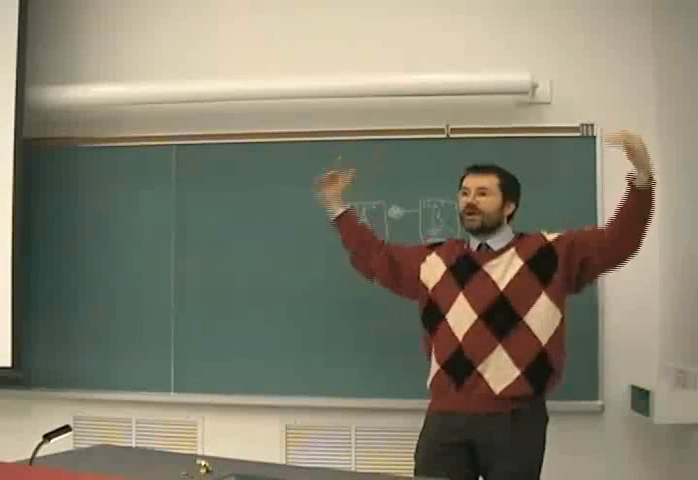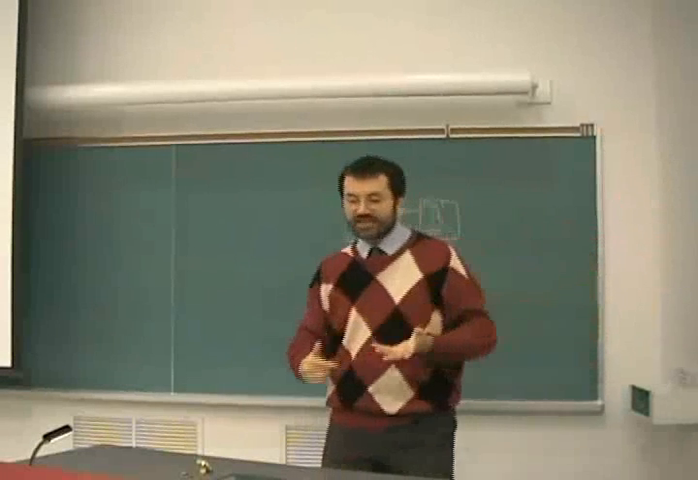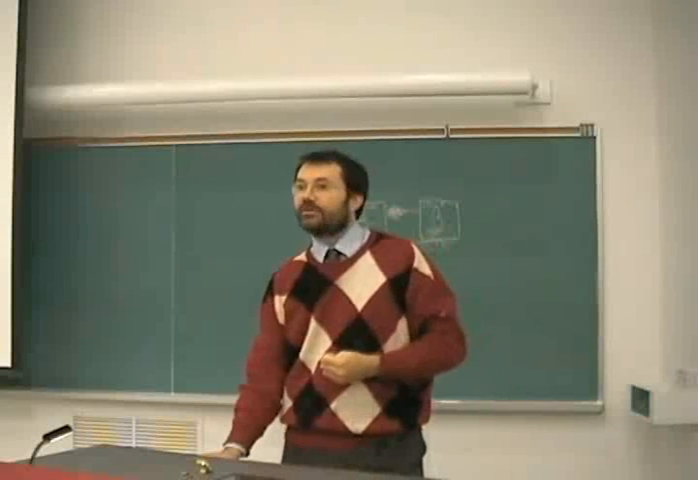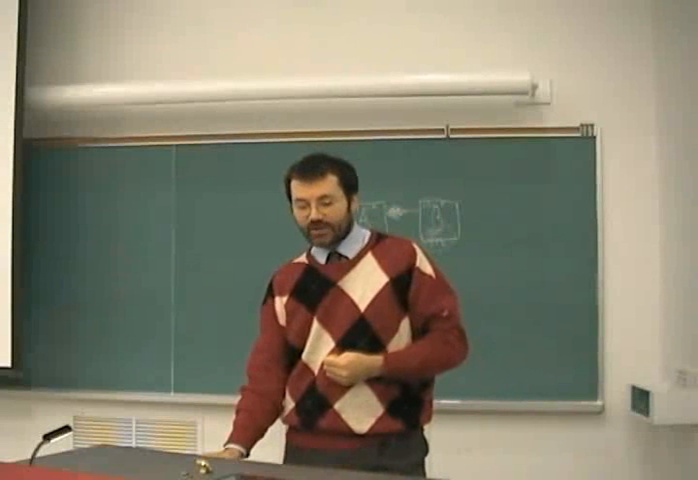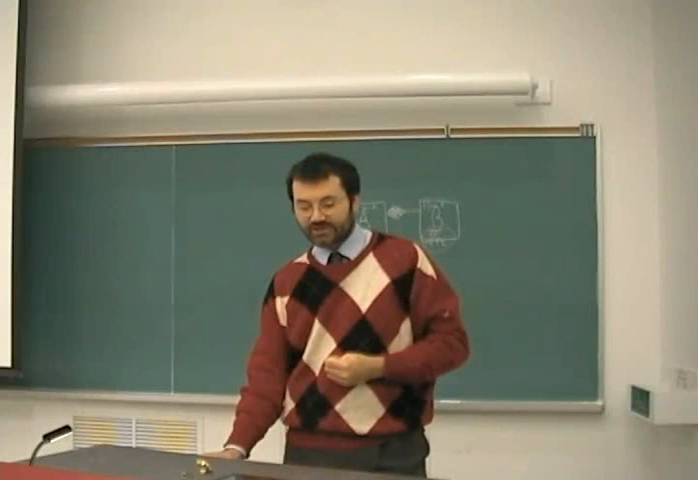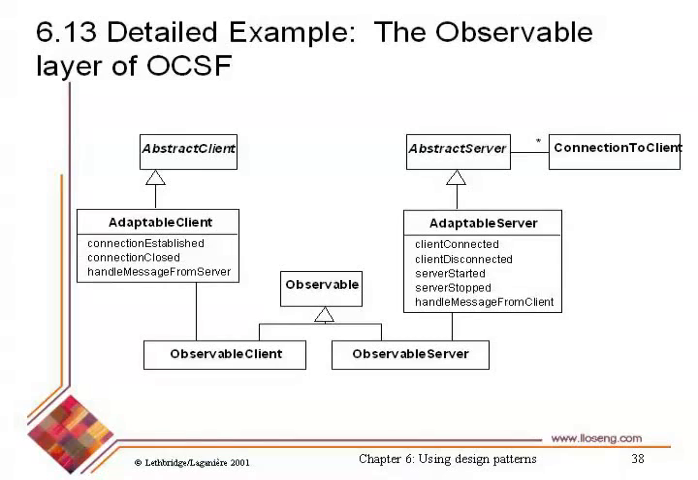So any piece of my system can act as an observer on messages coming in from the server. And basically what happens is that we have delegation from the adaptable client to the observable client. And then the observable client, when it gets any messages coming from the server, it's going to call its send to all observers, and they will in turn call the update method of my observers. Okay. I just said a hell of a lot.